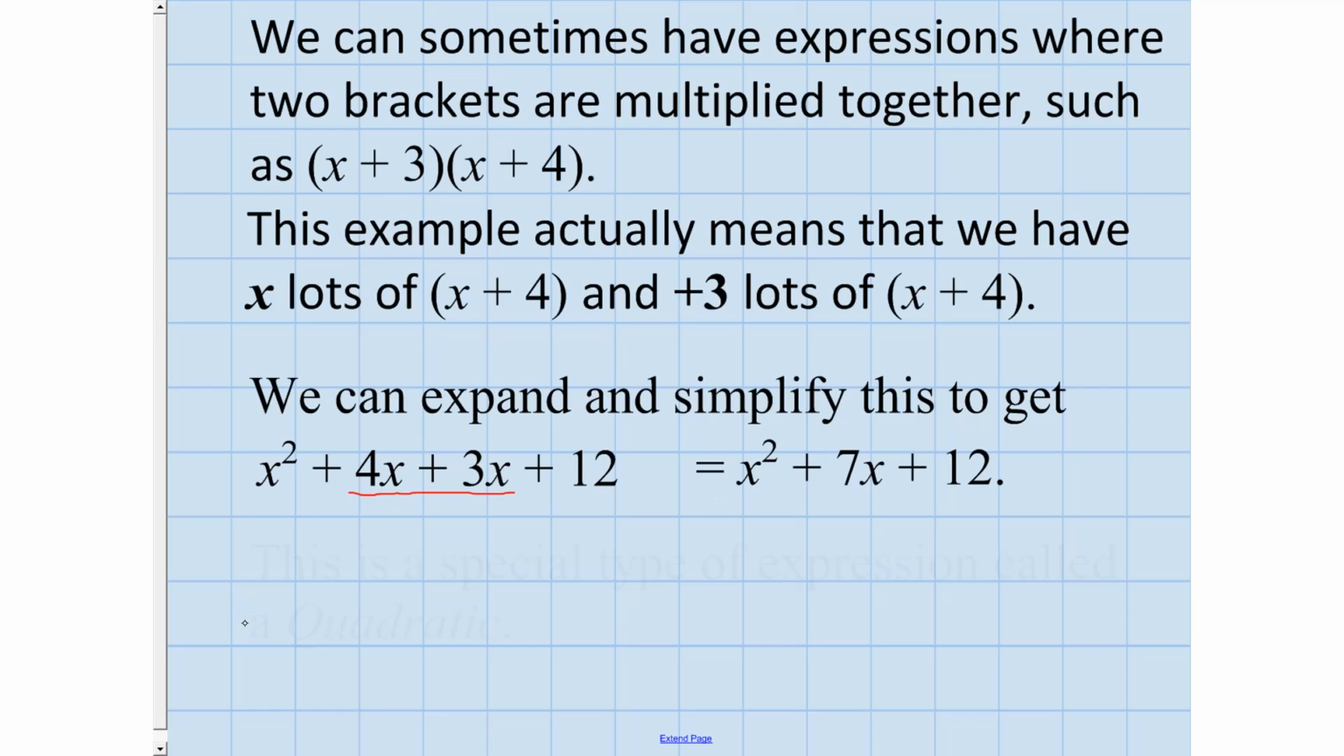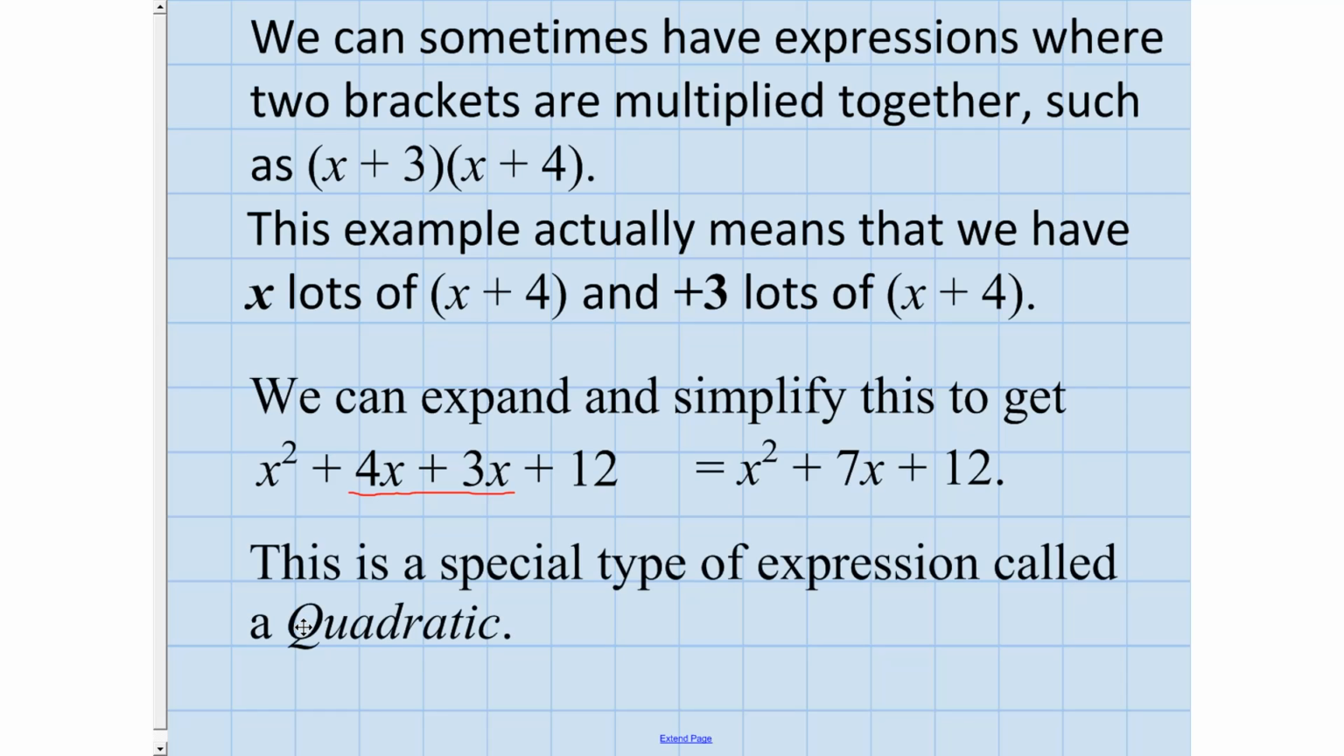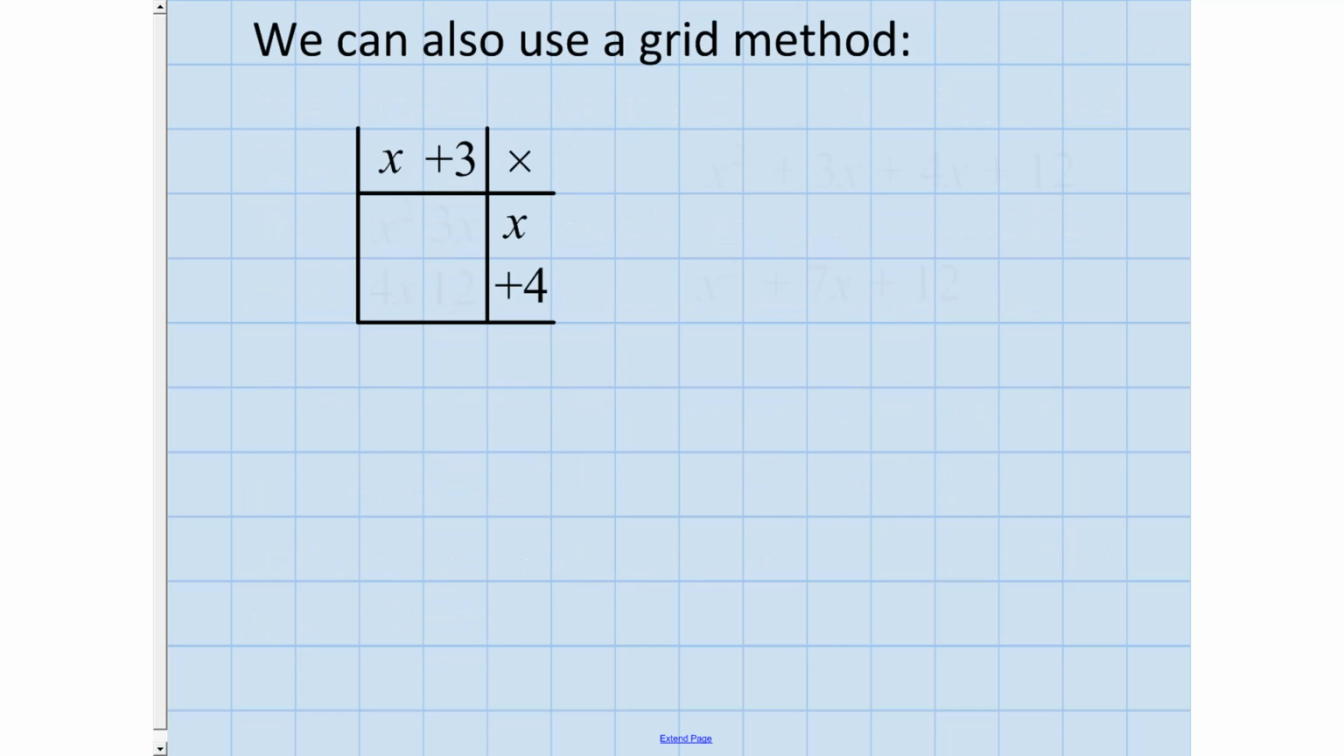And this is a special type of expression called a quadratic. We'll be looking at a few more of these for this topic, for this category. We can also use a grid method for this. So you write one bracket along the top, the x plus 3, and one bracket down the side, the x plus 4, and then you fill it in like a little multiplication table.